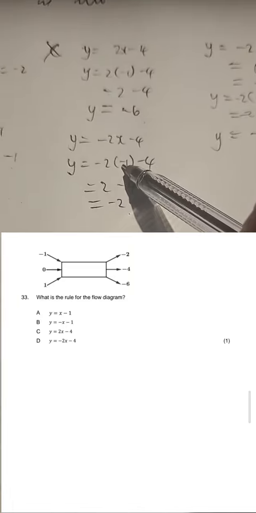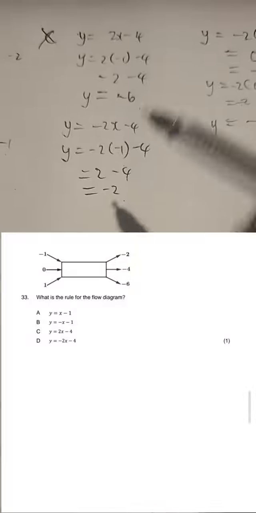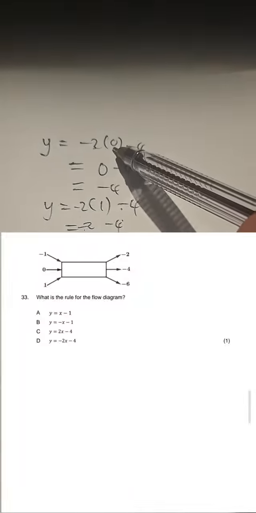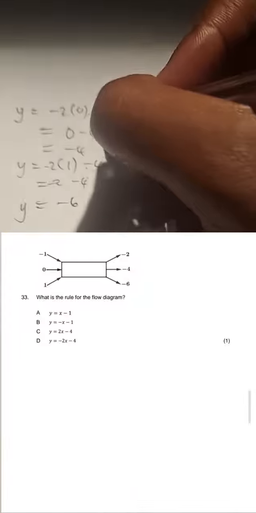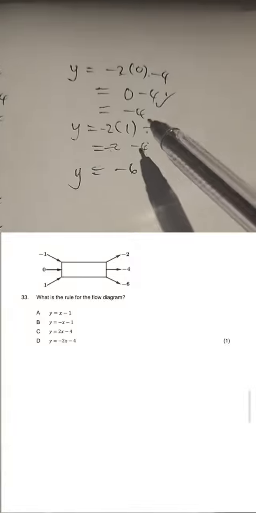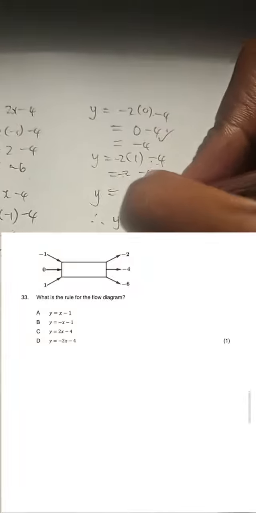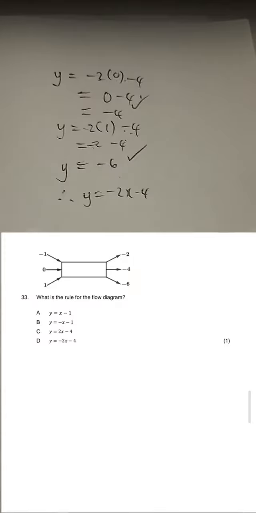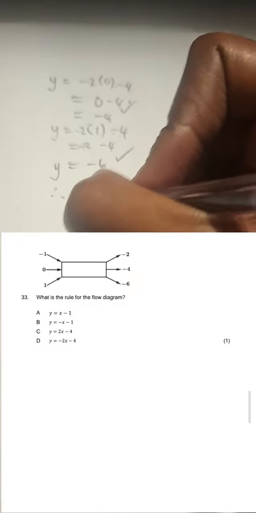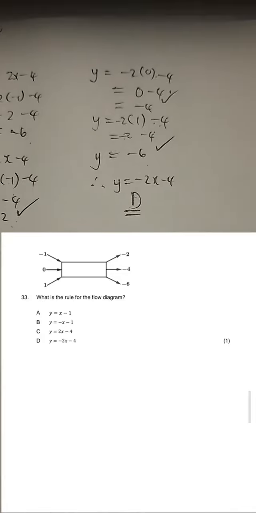When I substitute negative 1, I got negative 2. My flow diagram says it as such. When I substituted 0, I got negative 4. It works. When I substitute positive 1, I got negative 6. It works. So therefore, we can conclude that y is equal to negative 2x minus 4 is the rule, and therefore my option that I should choose is D.